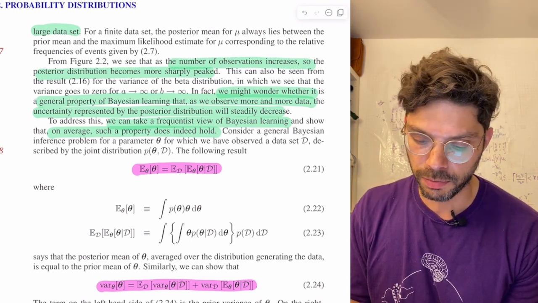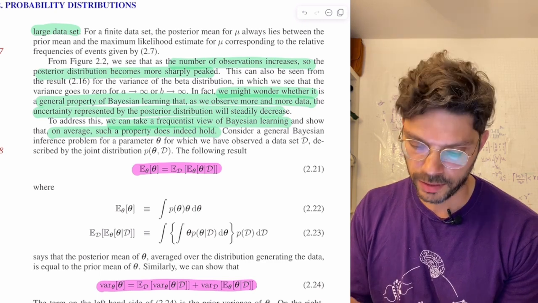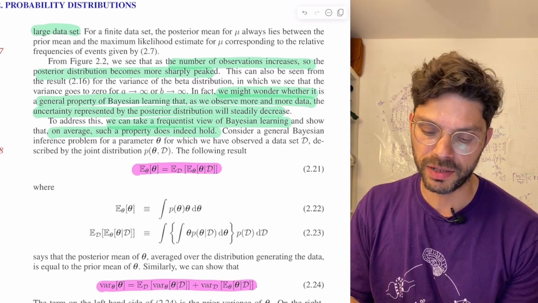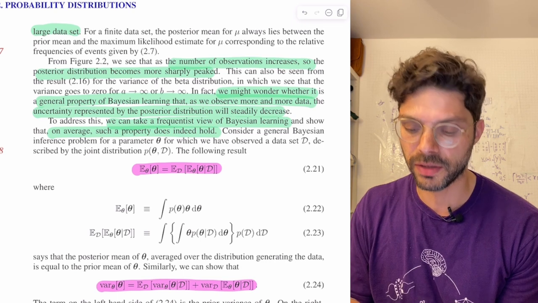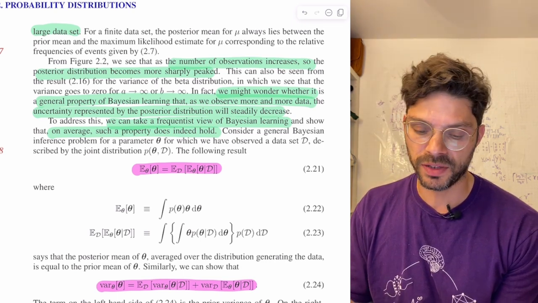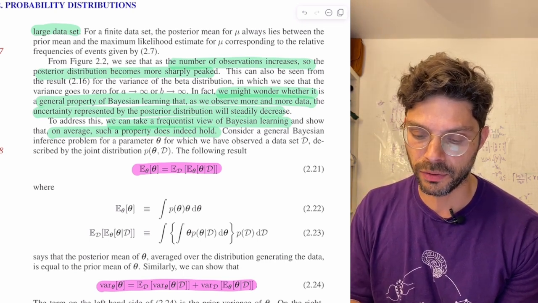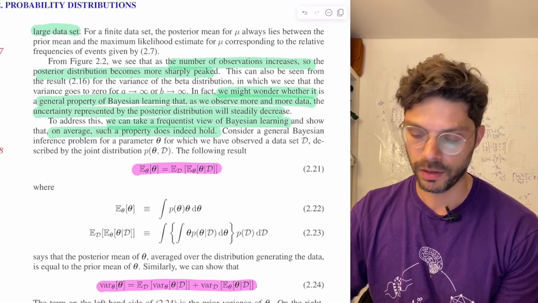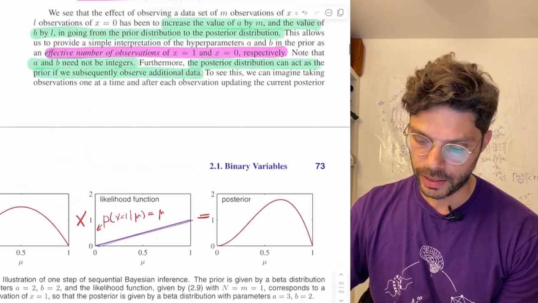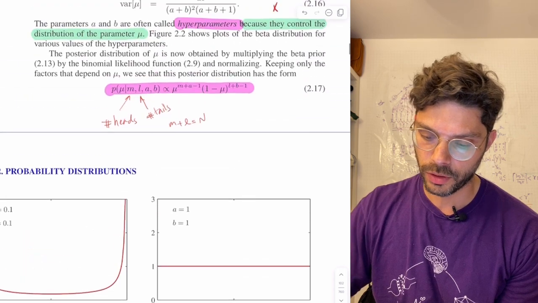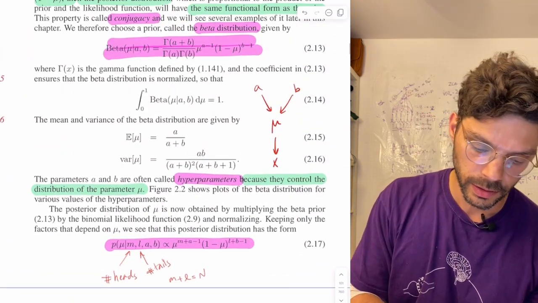So the posterior distribution becomes more sharply peaked. This can also be seen from 2.16 for the variance of the beta distribution, in which we see that the variance goes to 0 for a going to infinity or b going to infinity. So let's have a look at that. The variance of the beta distribution is where? Okay, here it is, right?